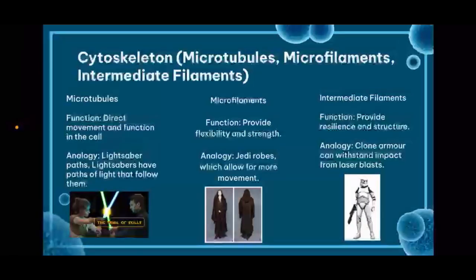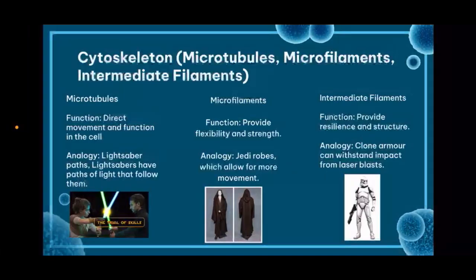Microtubules direct movement and function in the cell, which is similar to how lightsabers have paths of light that follow them when they're swung or move around. Microfilaments provide flexibility and strength, which is similar to the Jedi robes, which they wear and which allow for more movement as lighter clothing. The intermediate filaments provide resilience and structure, which is similar to clone troopers' armor, which can withstand even laser blasts.